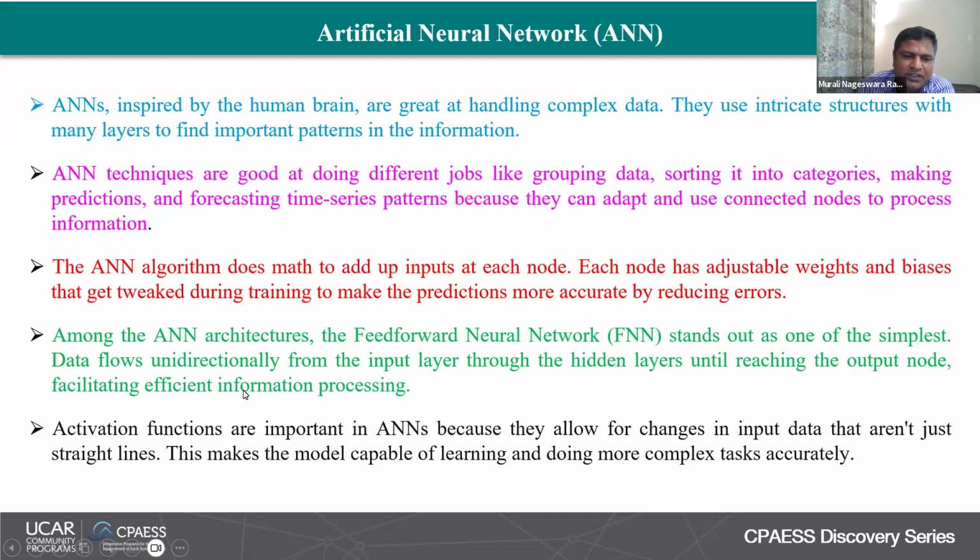Data flows unidirectionally from the input layer through the hidden layers until reaching the output node, facilitating efficient information processing. And one more important thing in the artificial neural network is the activation function. The activation function allows for changes in the input data that are not just straight line, and this makes the model capable of learning and doing more complex tasks accurately.